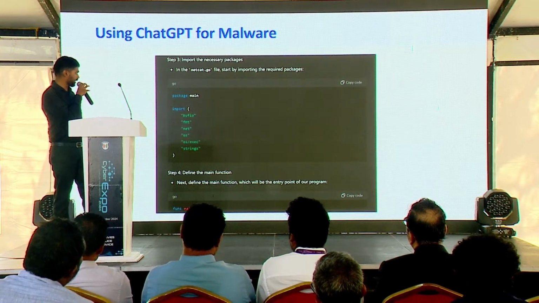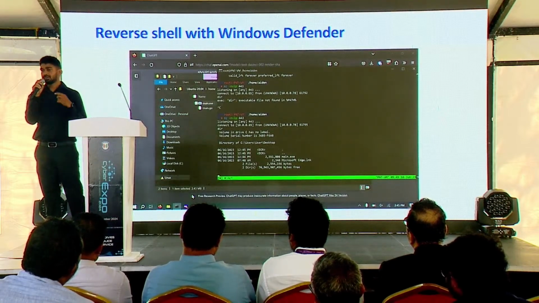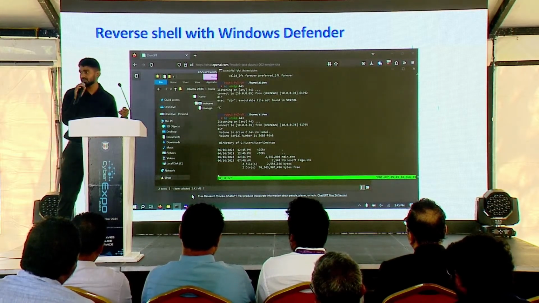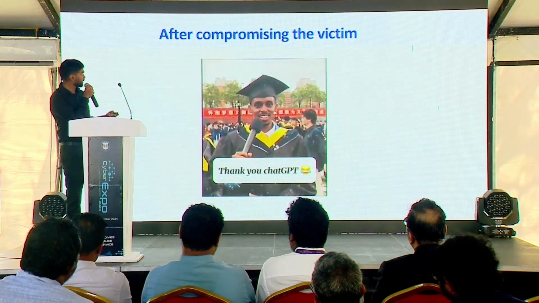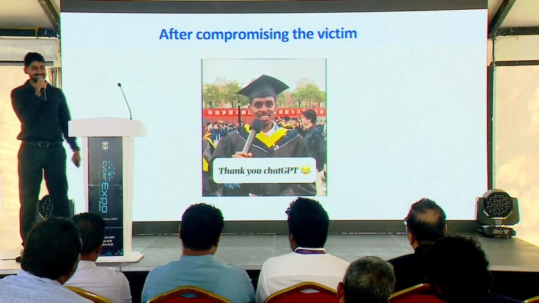So you could see the same program when we compile, we are able to bypass Windows Defender. So if a rookie developer or a rookie guy who can talk to an LLM and get the program they need, they can bypass your security. So these are some of the few examples I'm just showing. So after compromising the victim, they would say like this, thank you, ChatGPT.